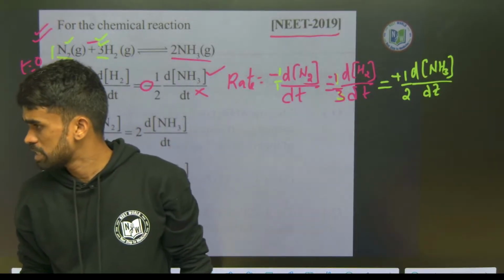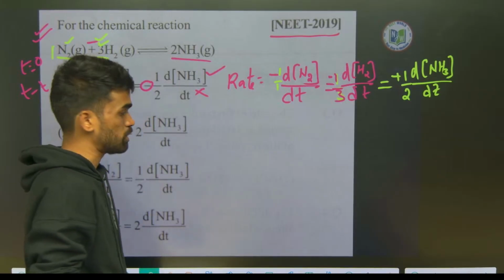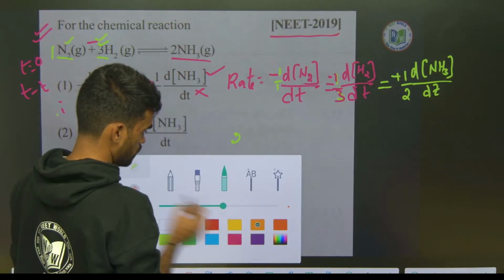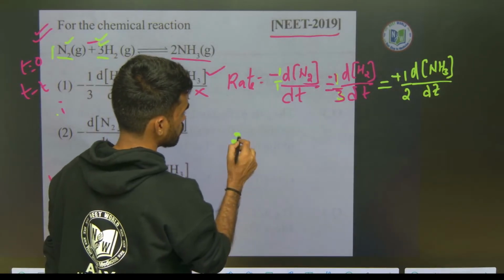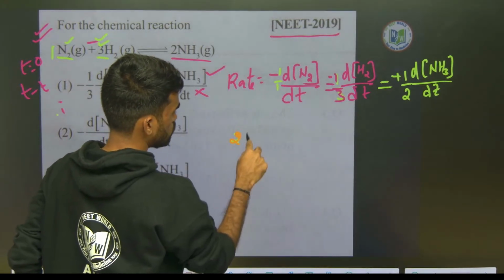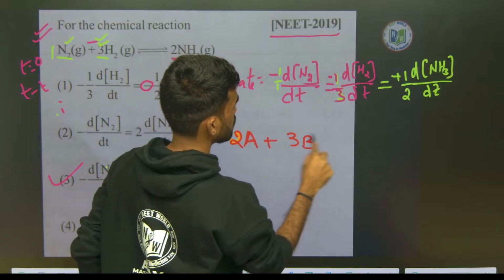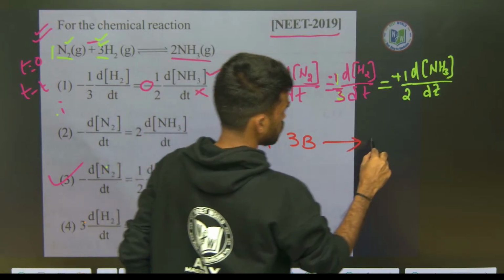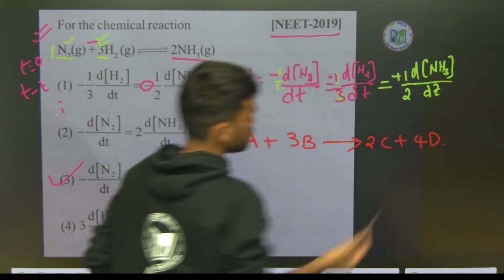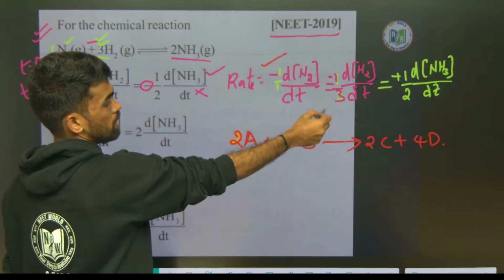Now for your practice purpose, I just wanted to mention here one reaction. So just write its rate expression. For example, I have 2A plus 3B giving rise to 2C plus 4D. So write its rate expression like whatever way I have represented, try to do it for this.